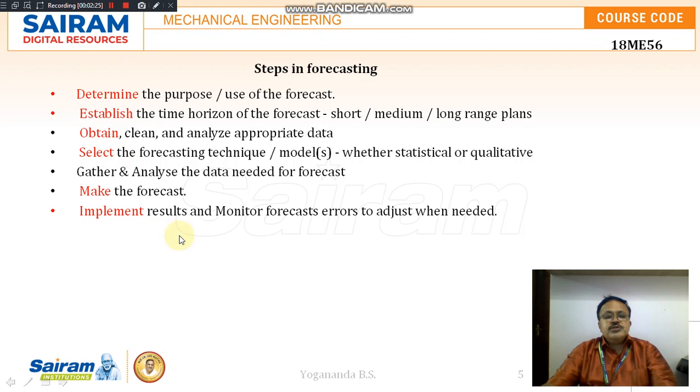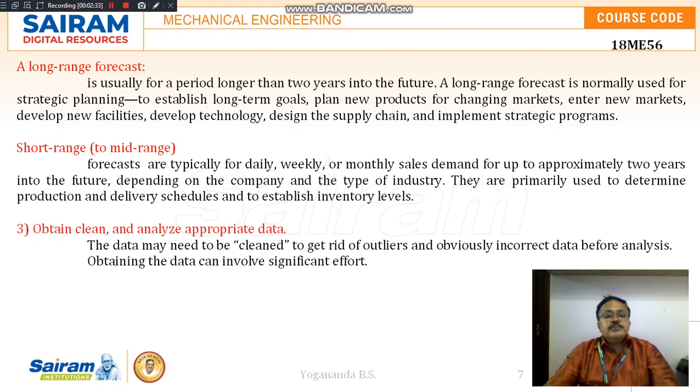Then the third step is to obtain clean and appropriate data and analyze it. The data needs to be cleaned, to get rid of outliers, and sometimes incorrect data may be collected. Before doing analysis of the data collected, it has to be cleaned. Obtaining the data can involve significant effort. It is not so easy to collect the information. Information gathering is not an easy task.